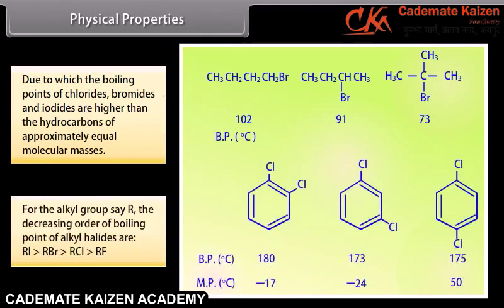For the alkyl group, say R, the decreasing order of boiling point of alkyl halides is RI has the highest boiling point, followed by RBr, then RCl, and then RF.